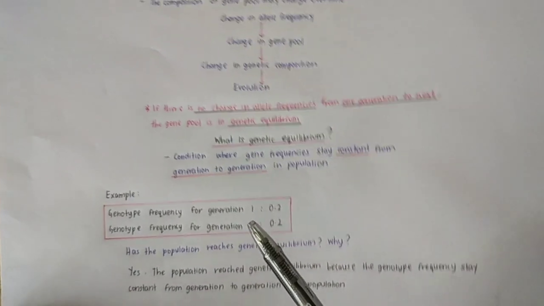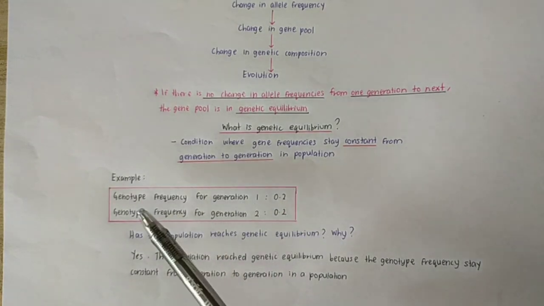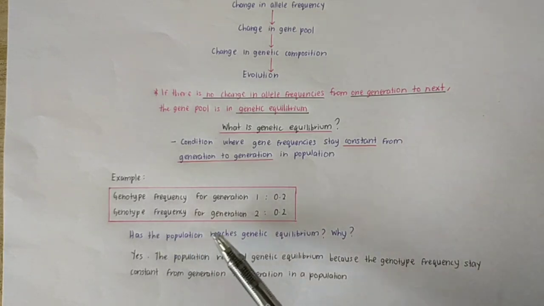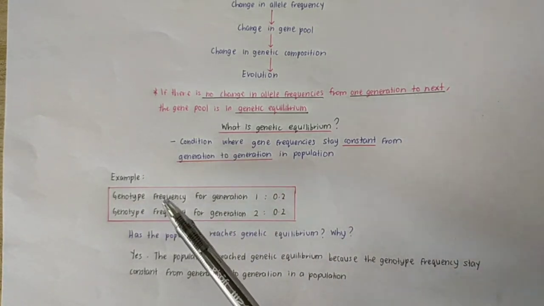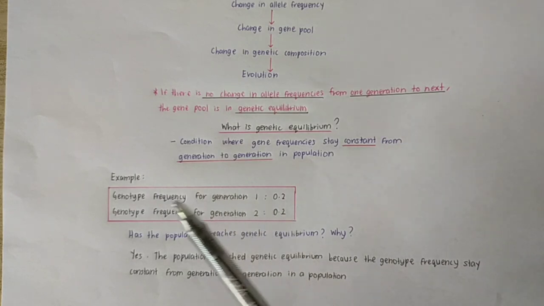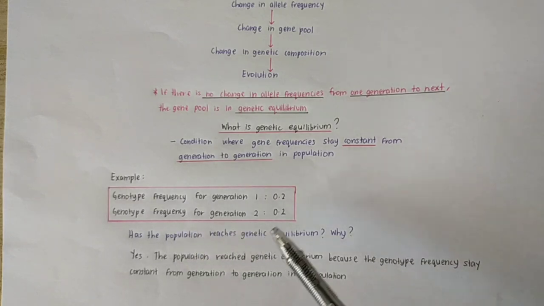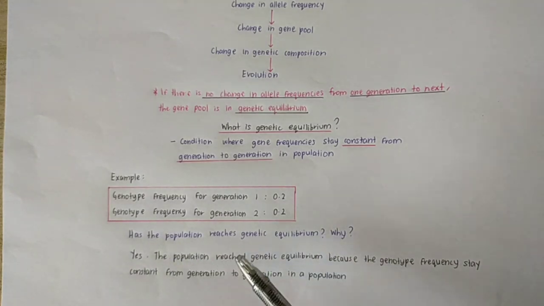Okay, so kita tengok example dekat sini. Let's say genotype frequency for generation 1 is 0.2. And then the genotype frequency for generation 2 is also 0.2. So has the population reached genetic equilibrium? Why? If you look at the example here, since the genotype frequency for generation 1 is same as genotype frequency for generation 2, we consider this population reach genetic equilibrium. So the answer is yes. Why? Because the population reach genetic equilibrium because the genotype frequency stay constant from generation to generation in a population.